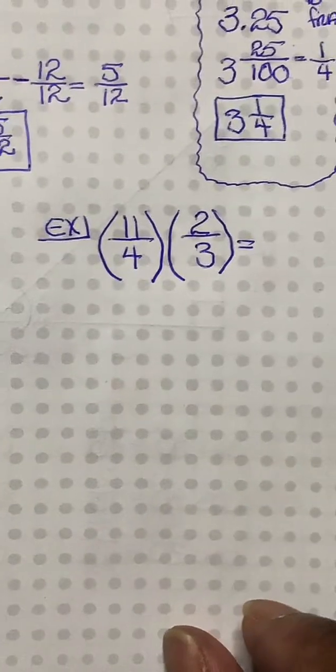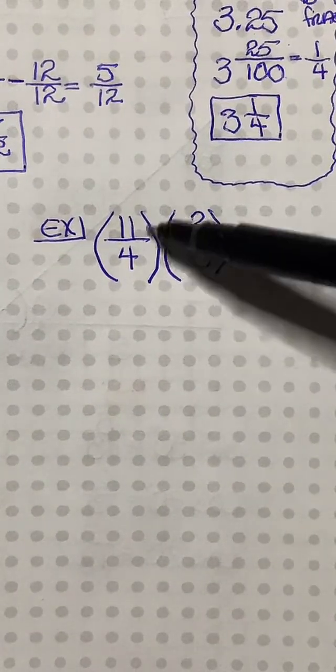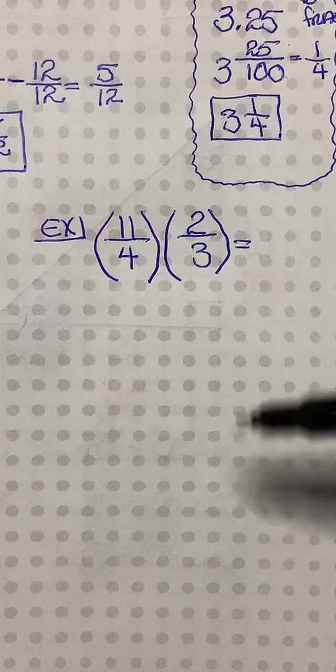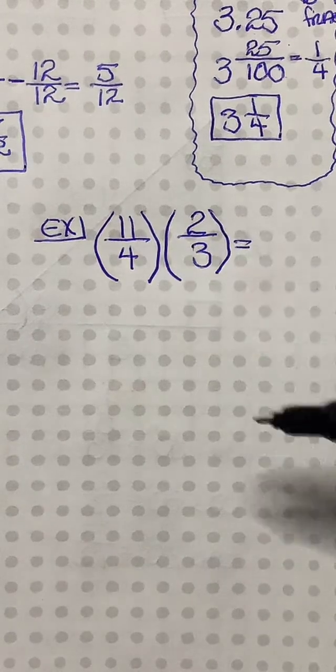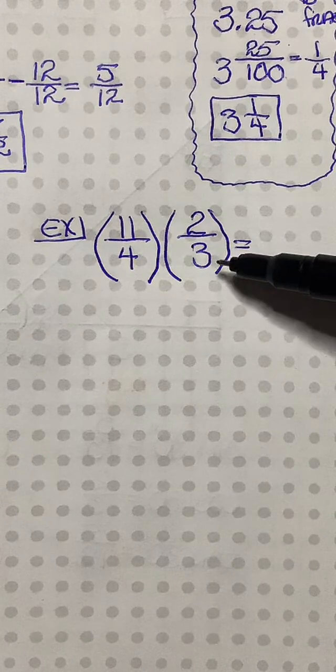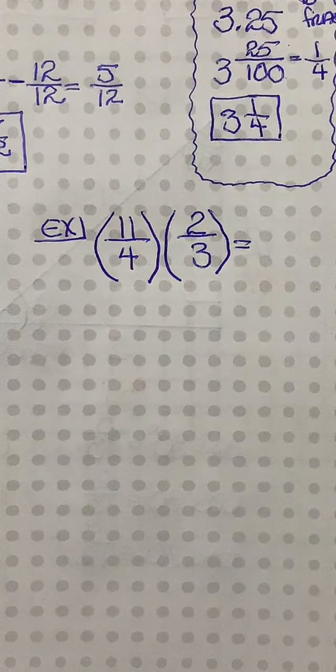All right, so, next one. 11/4. I know, improper fraction. Okay. But 11/4 times 2/3. What would you get for an answer? 11/4 times 2/3.